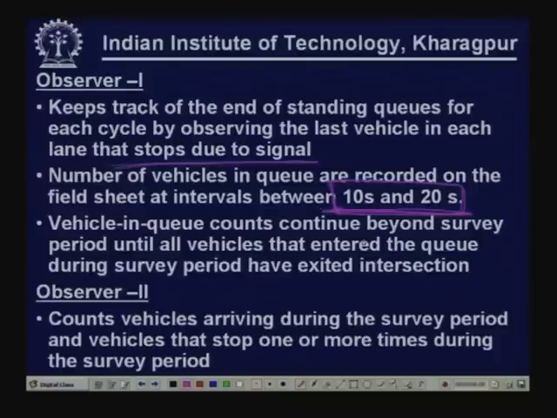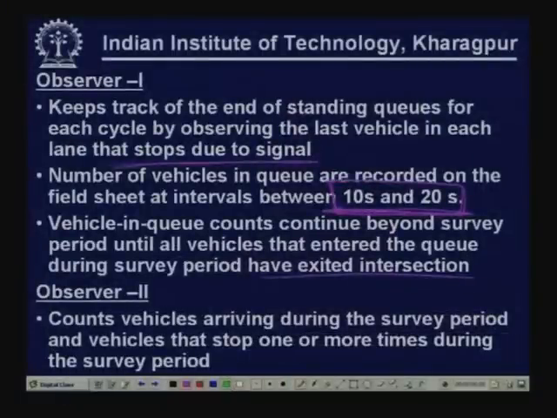Vehicle in queue counts continue beyond the survey period. This is very important. You should understand this part clearly and remember it. So, the vehicle in queue count continues beyond the survey period until all vehicles that entered the queue during the survey period have exited the intersection. Whatever number of vehicles have entered during the survey period, till all of them cross or exit the intersection, this vehicle in queue count will continue, because otherwise we will miss those vehicles.